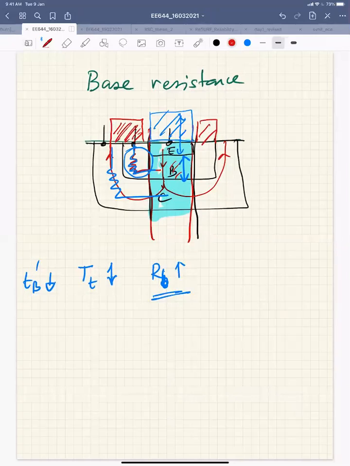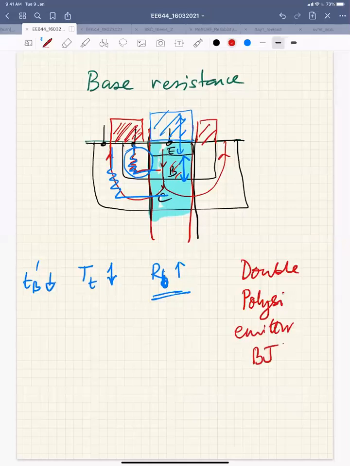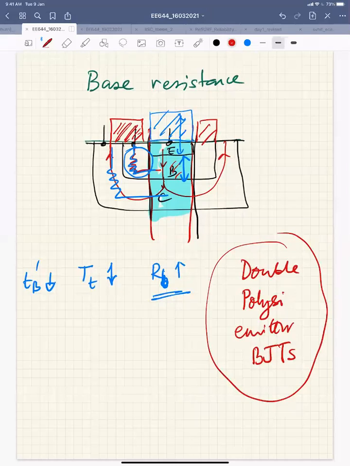And this process is called double polysilicon emitter BJTs. When we're talking about heterojunction transistors, a heterojunction transistor always comes with double polysilicon, because your emitter is made of polysilicon and your base is also made of polysilicon. The emitter and base polysilicon are the extrinsic part of the transistor. It does not influence the intrinsic operation. So your base polysilicon part is mostly done to reduce the base resistance.